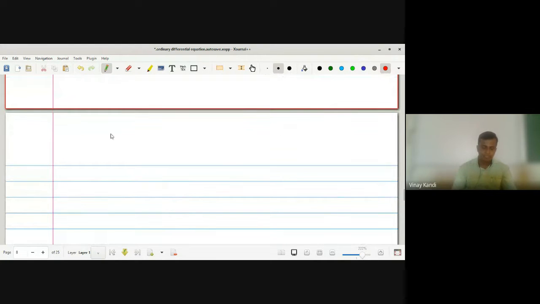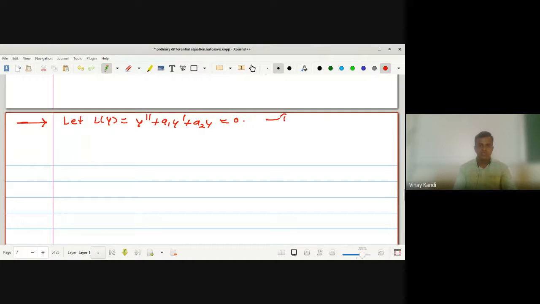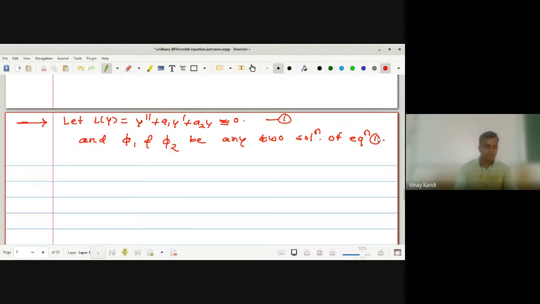Now, the proof. Let L of y equal to y double dash plus a1 y dash plus a2 y equal to 0. This is given as equation number 1, and phi 1 and phi 2 be any two solutions of equation 1 on an interval I.